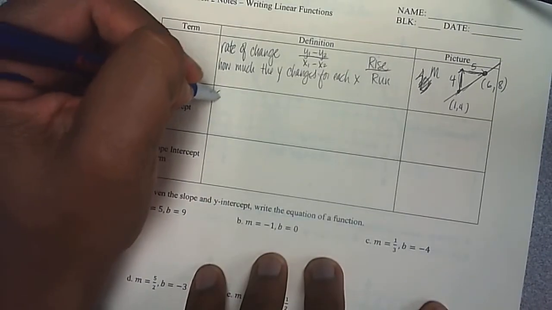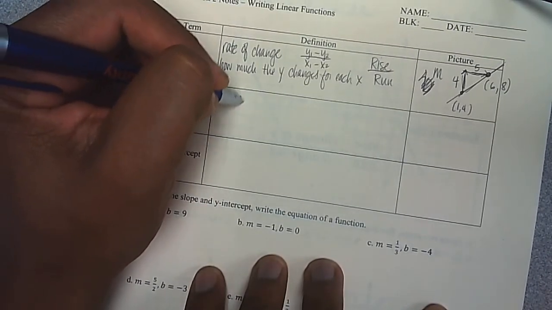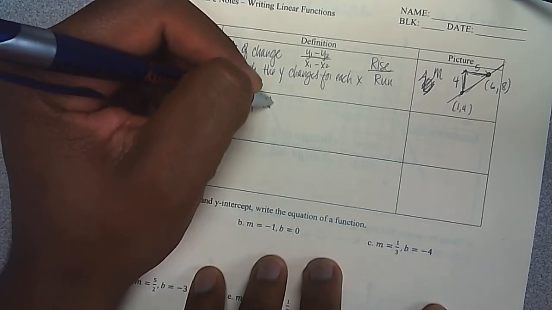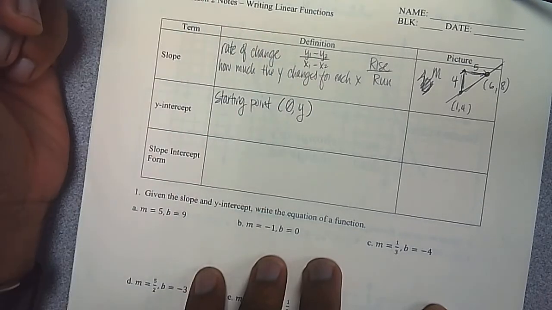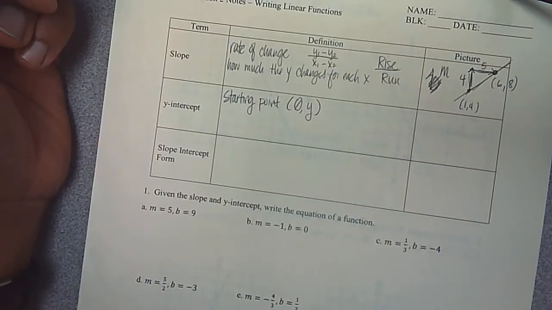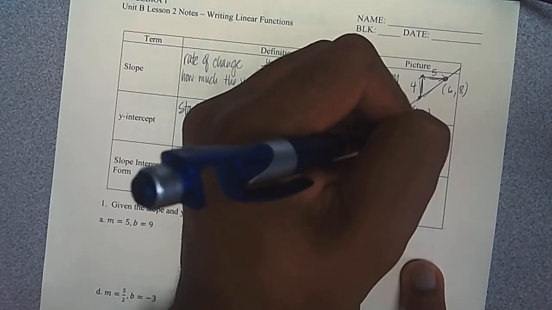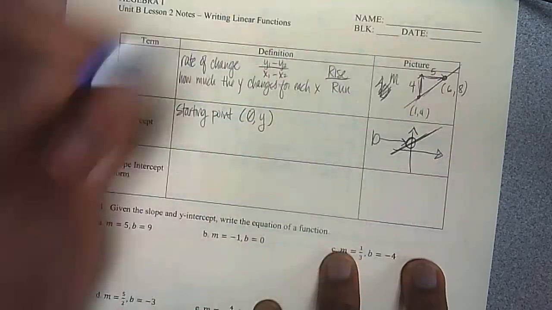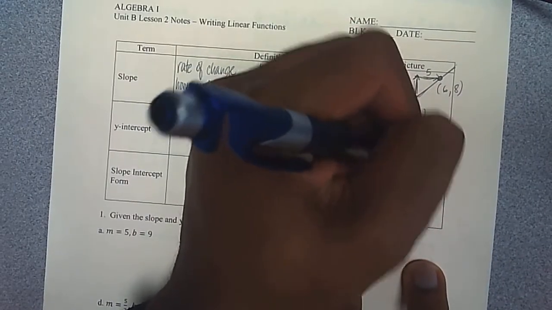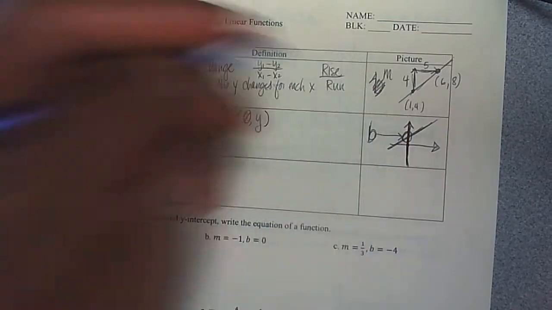Your y-intercept in our situations would be the starting point. It would be the point when x is 0 and you have a number for y. That is your y-intercept. The symbol for it is b. When you have a line, this location is that b. So when it crosses your y-axis, your x is 0, and this is your b.